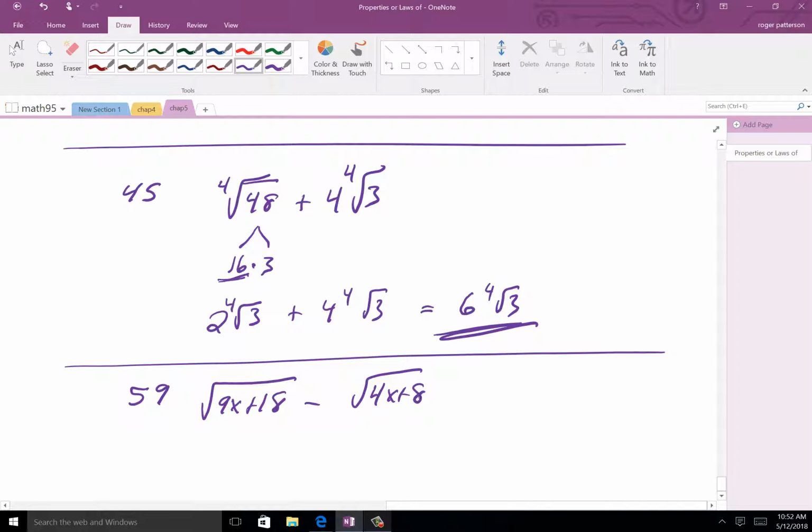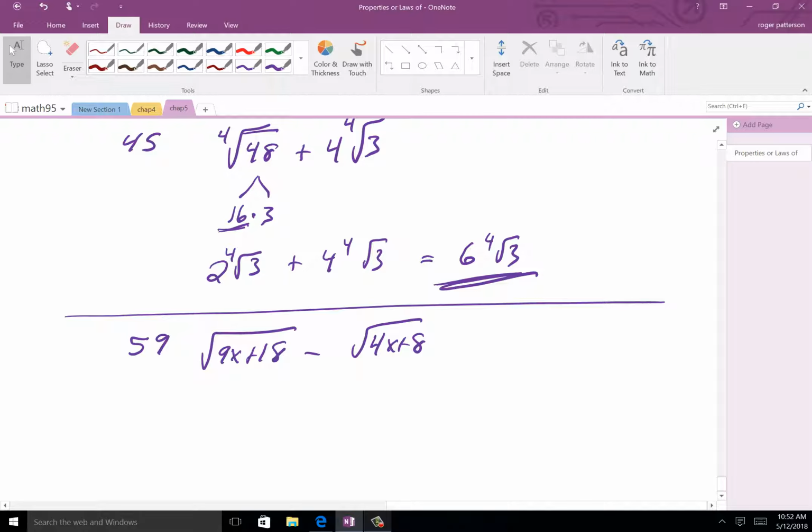Okay, so now they put some variable stuff in there. Oh my goodness. But it's going to work the same way. So we have square roots, at least they're not cube roots or fourth roots, they're square roots. So I can factor this, right? If I factored this, what would it look like? Square root of what are we going to have? 9 times x plus 2. Right. Okay, minus, what about this one? What can we take out of that? 4 gives us x plus 2.